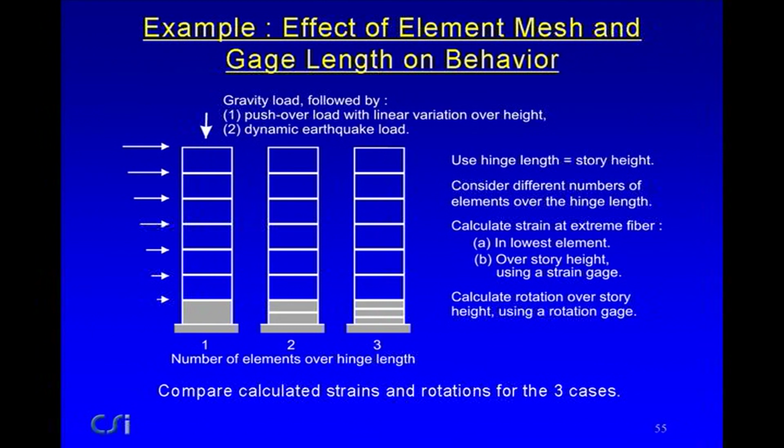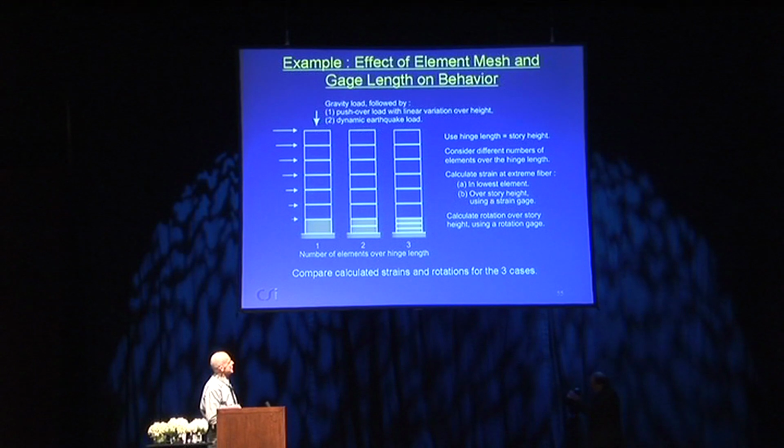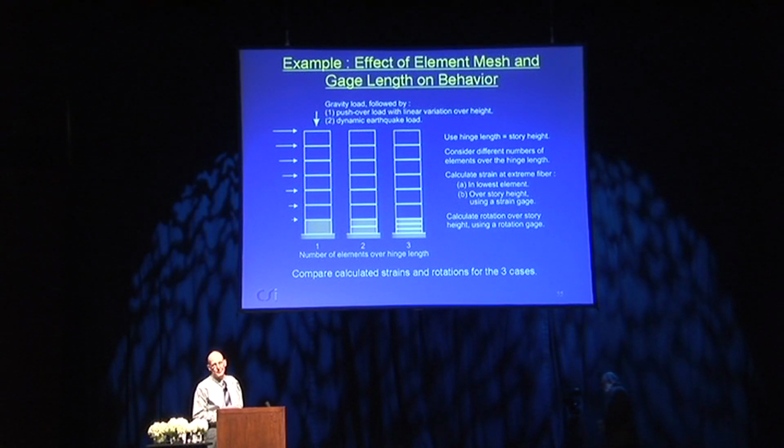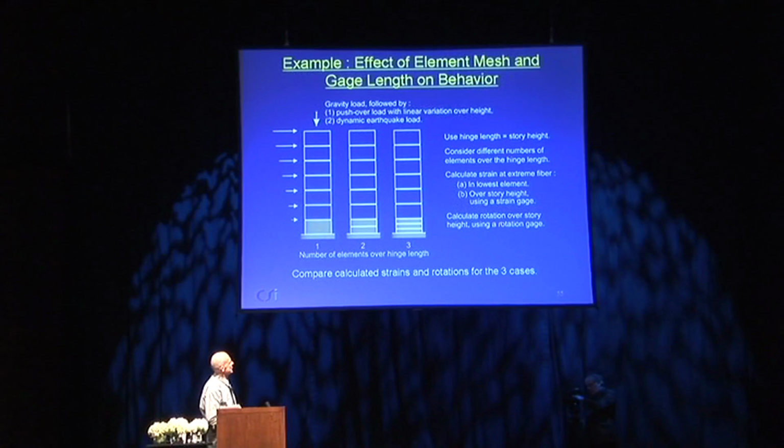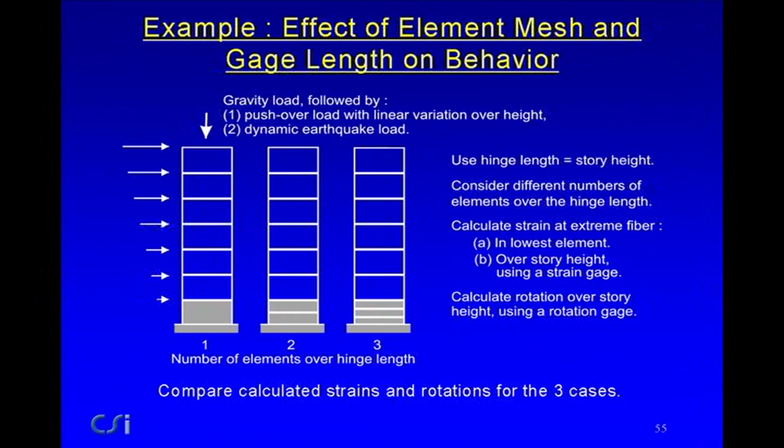And then calculate 2 strains, the strain in the lowest element and the strain over the story height using, well, it's a strain gauge element in Perform. I'll show this in a little more detail later. You can paste a strain gauge element on top of this thing and it'll calculate rotation for you and strain. And also, let's calculate rotation over the story height. And this is done in Perform using a rotation gauge. I'll discuss these gauges in just a moment. And so let's compare the calculated strains and rotation in the 3 cases.